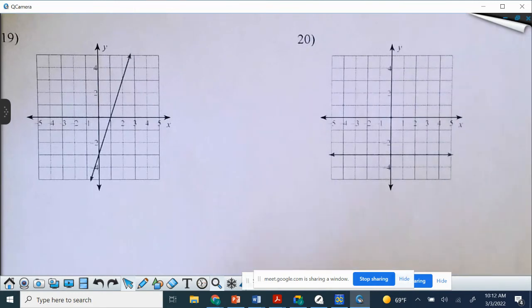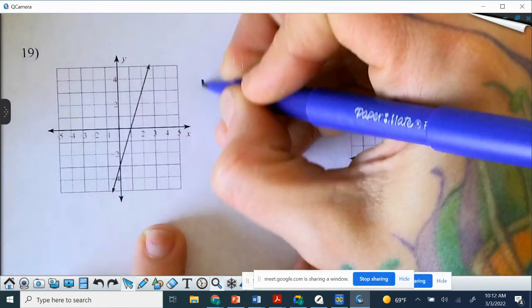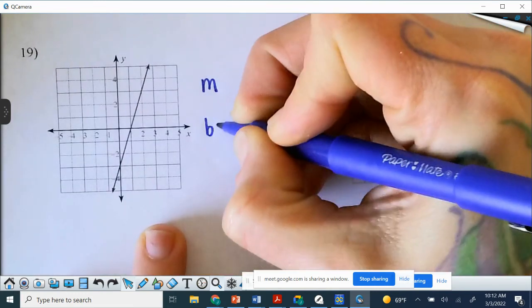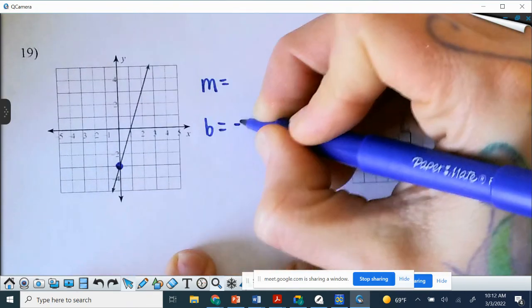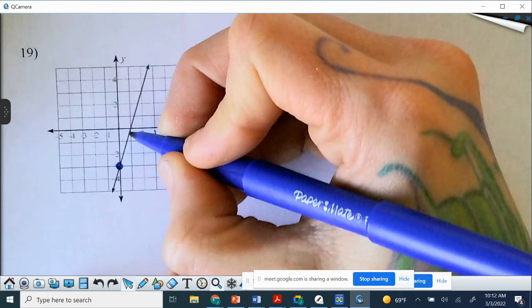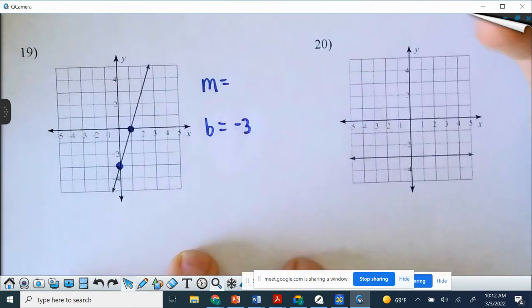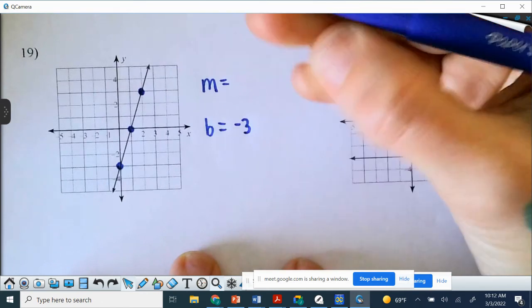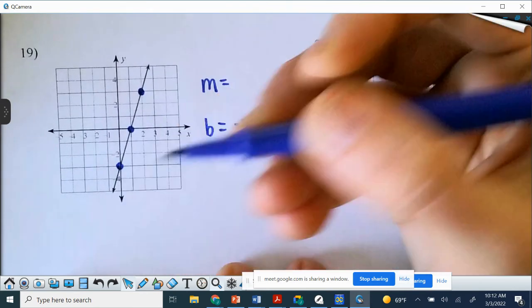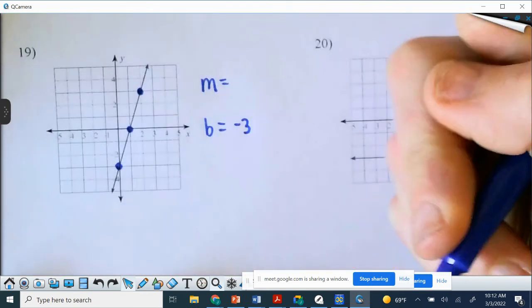So looking at number 19, we're going to look for our slope and our y-intercept. So where does it cross the y-axis? At a -3. We're going to look for another good intersection. There's a great intersection right there again at the x-axis. Another one up here a little bit higher. And it looks like it goes off the graph, so that's all we're going to get. And you're going to count between those dots.